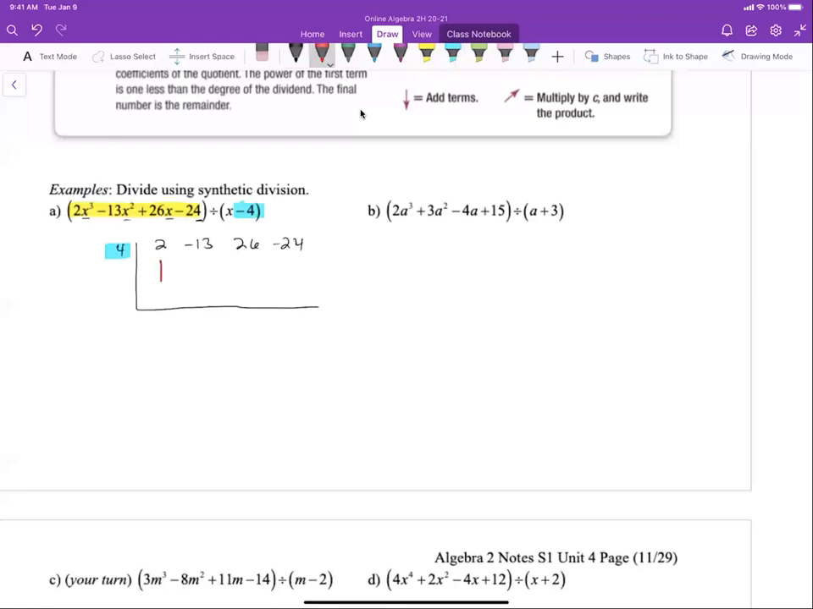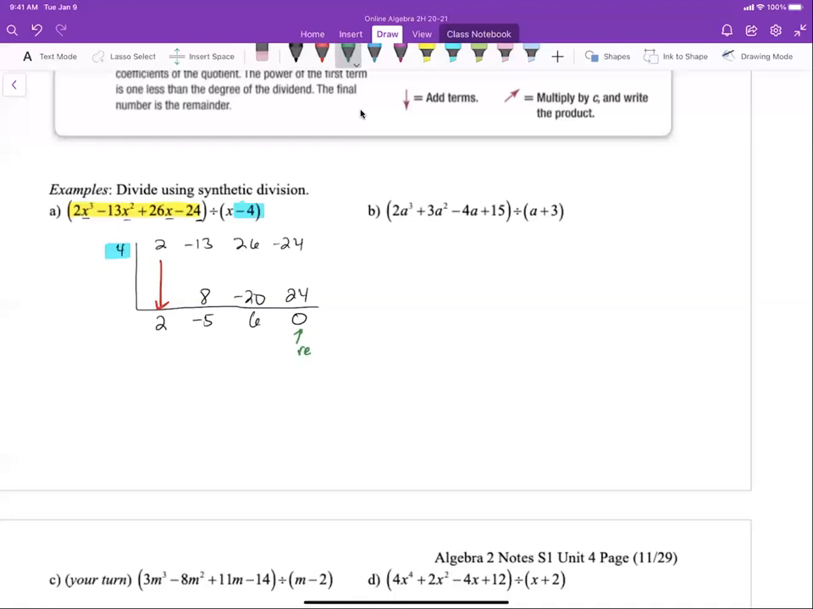The first step is to carry this 2 straight down. Next you multiply your 4 by the 2 and bring it to this location, and I get 8. Now we add negative 13 plus 8, and we get negative 5. Then we take 4 times negative 5, and we get negative 20. Then we add 26 plus negative 20, and we get a 6. Then we multiply that 6 by 4, and we get a positive 24. We add negative 24 plus 24, and we get 0.